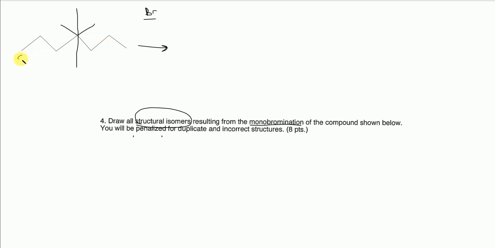So I have this CH3 group, I'm going to call it A, right? It's unique, right? I have a CH3 group. This is a CH2 group. This is another CH2 group. Oh, that's not B. This is C, right? So all unique. And then I have this carbon over here.